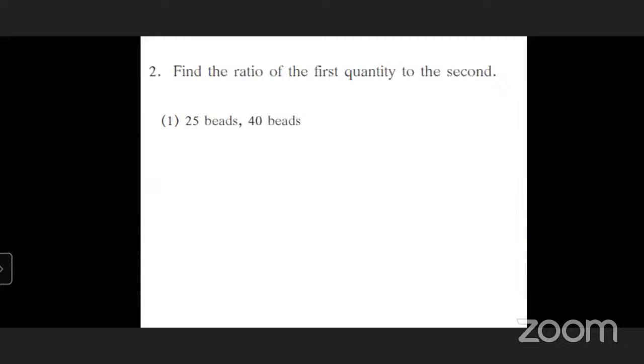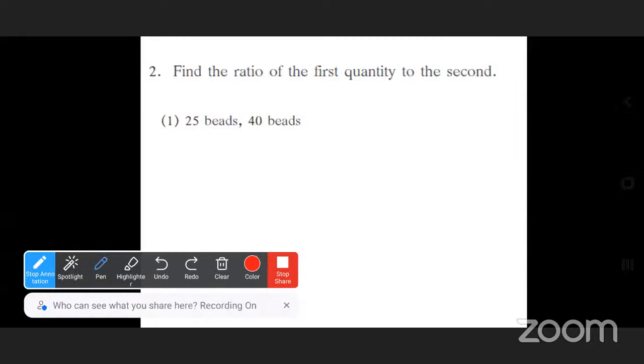The first quantity to the second. First quantity to the second means what? For example, it is given 25 beads to 40 beads. Find the ratio. Now see, here the unit is the same. We are supposed to compare the same quantity, that is beads. So first write it in the form of a ratio like this, 25 and 40. Now tell me a common number that can divide 25 and 40. Unmute the audio and tell me a common number that can divide 25 and 40.